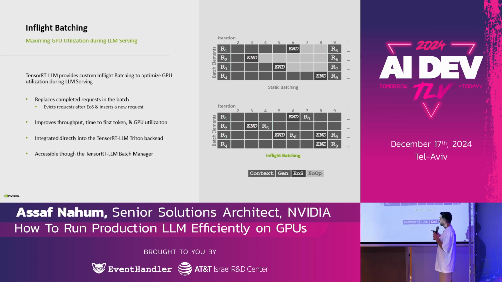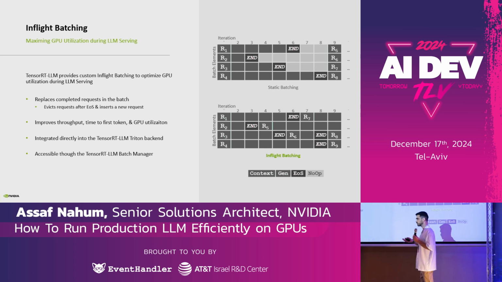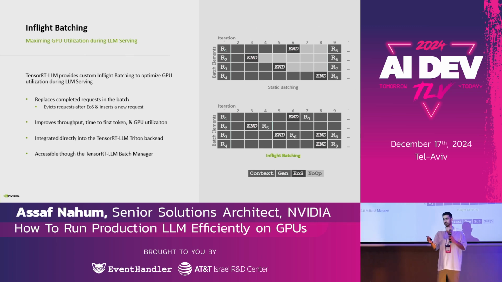So TensorRT LLM includes a few features, starting from in-flight batching, which is also known as continuous batching, which is an improvement compared to the regular static batching. With static batching, when you send a batch of requests, you need to wait for the longest request to finish before proceeding to the next batch.